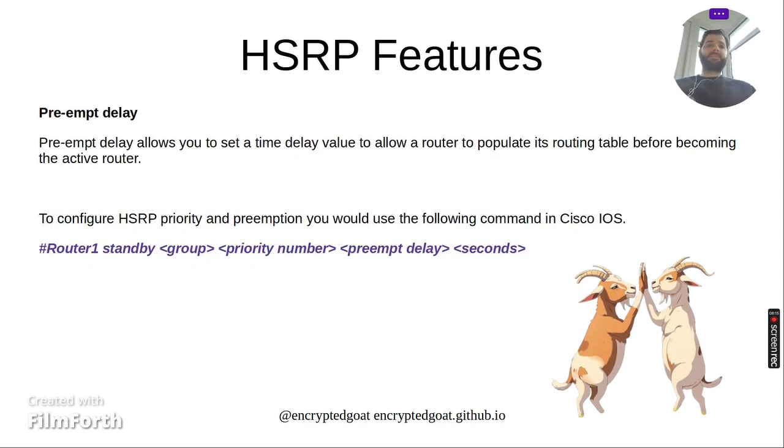The next thing is preempt delay. You can actually delay when this switches over to the active router. It allows you to set a time delay value, and this gives that router enough chance to populate its routing table before becoming the active router. So if you've got some static routes, for example, that you need to manually put in, you can add a delay in order to do that configuration. I would advise having the routing tables reflected beforehand, so you don't have to put the delay in. But it just depends on the actual setup.